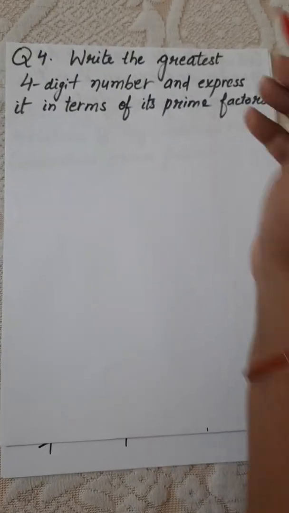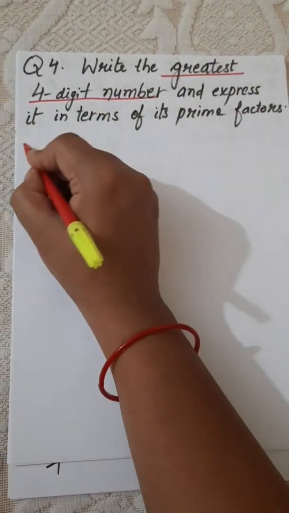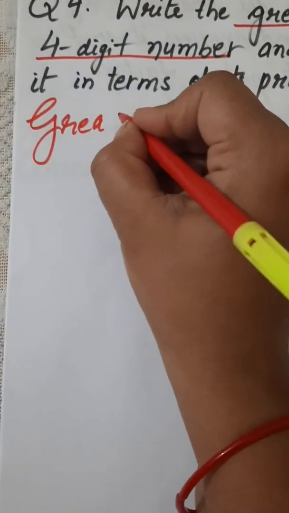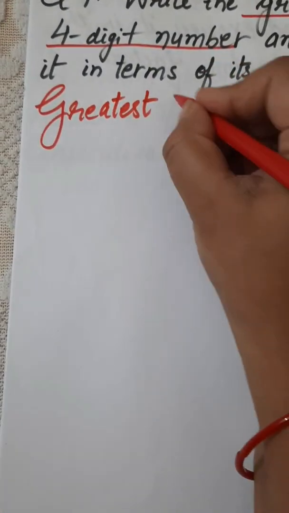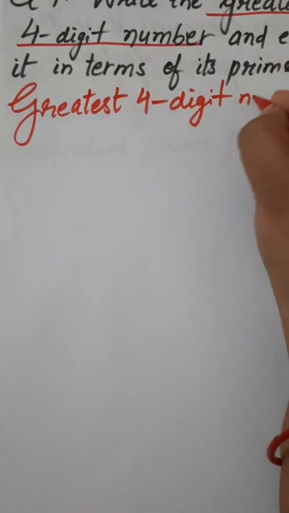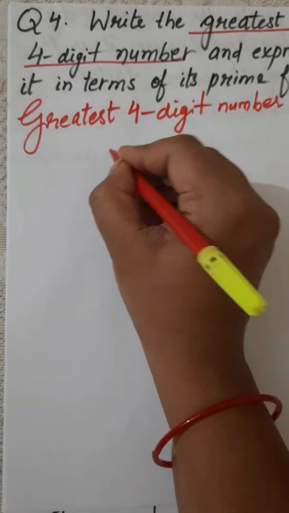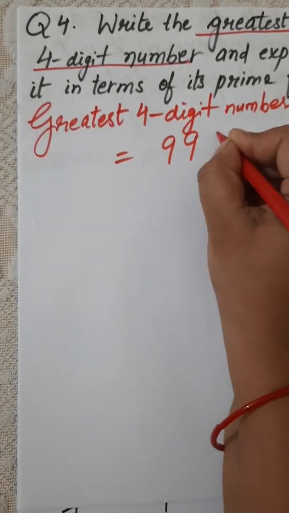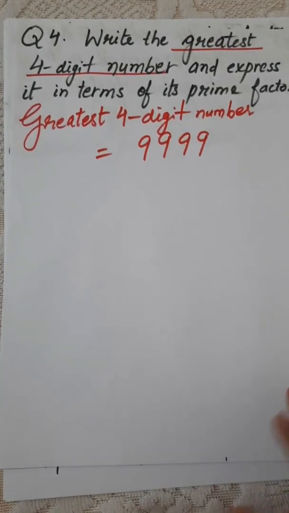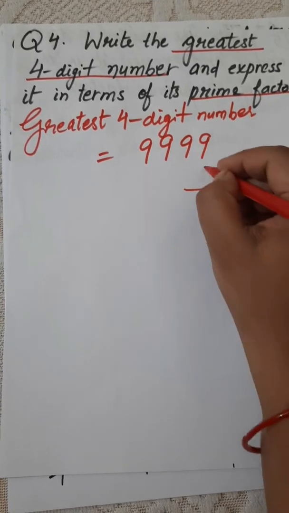Now we have question number 4. Write the greatest 4-digit number. The first step is you have to write the greatest 4-digit number. So the greatest 4-digit number is equal to 9999. This is the greatest 4-digit number and you have to express it in terms of its prime factors. So you have to solve this.